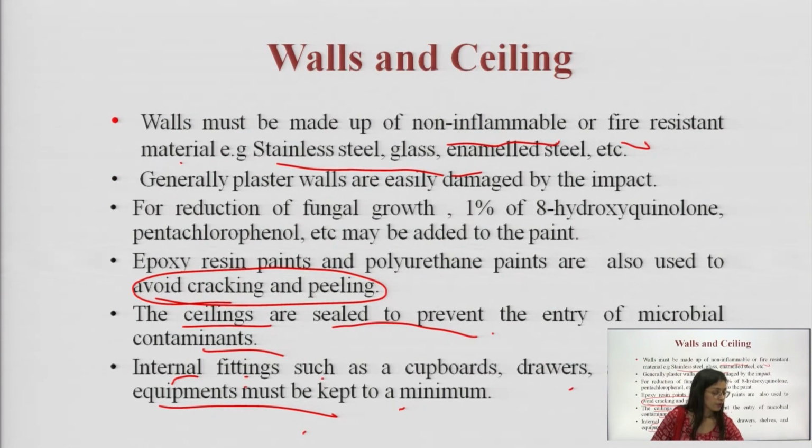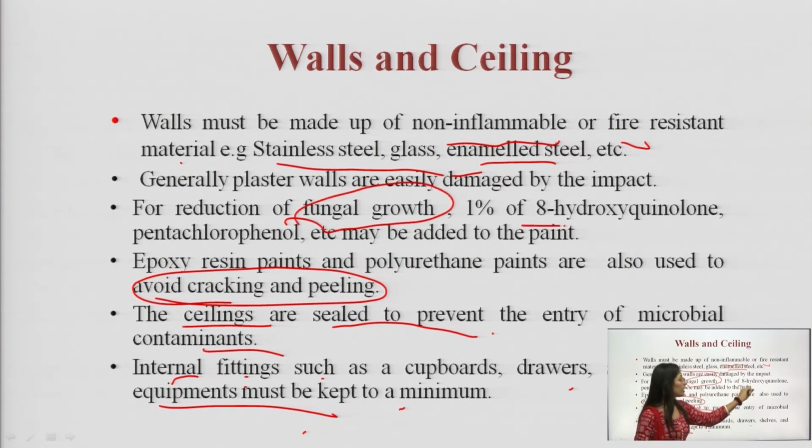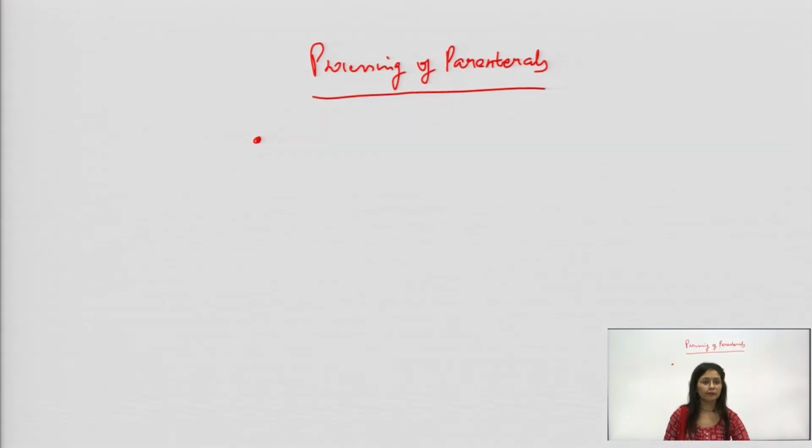Okay. Walls and ceilings, as I told you, all these things have to be ensured. Enamel seal walls. Okay. For prevention of fungal growth, we can add 8-hydroxy hydroquinone pentachloride in our paint, and we can also prevent cracking and peeling. Cupboards, drawers, shelves and equipment should be avoided.